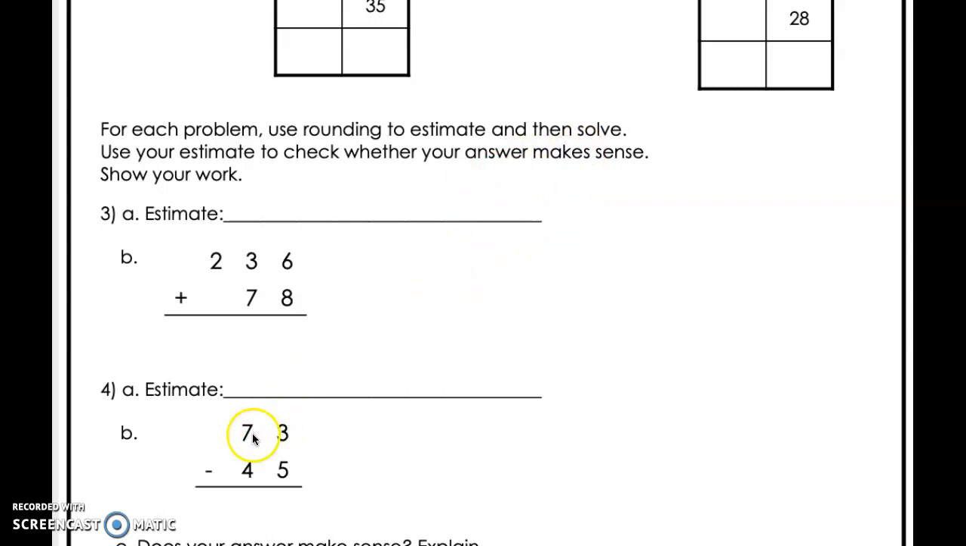And how about this one? 73 rounds to 70. Minus 45. 5 is right in the middle, so if it's right in the middle, you bump up. So that would be 50. So your estimate up here would be 70 minus 50, and that would be 20.